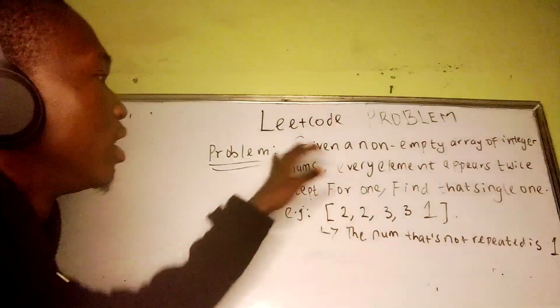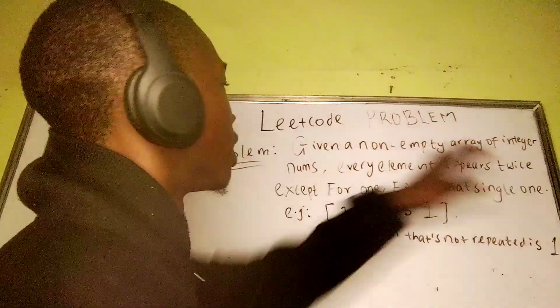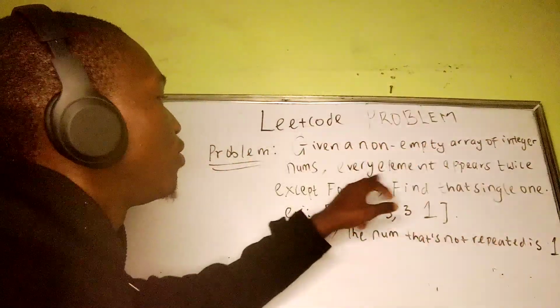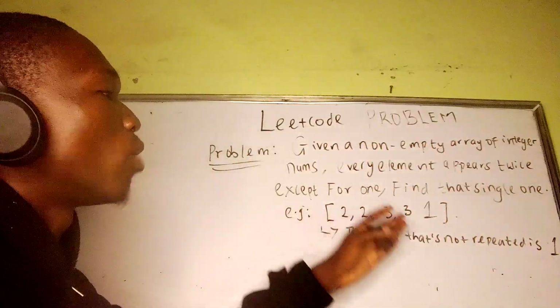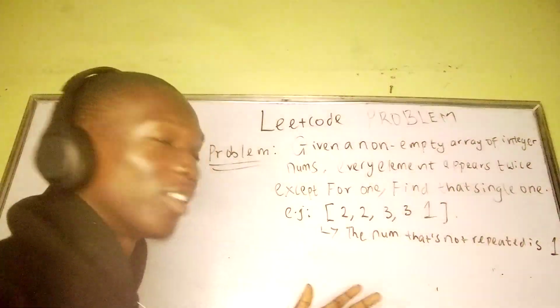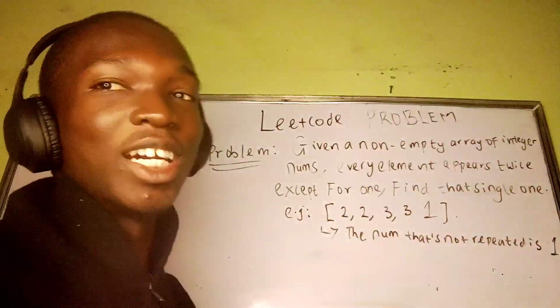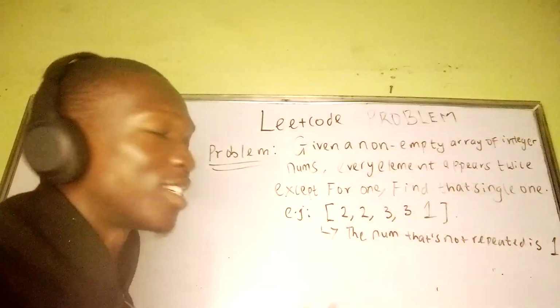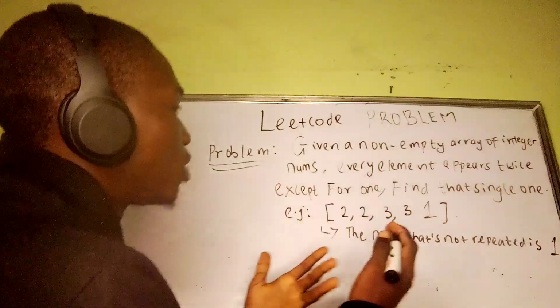The problem says, given a non-empty array of integers nums, every element appears twice except for one. Find that single one. If you solve LeetCode very well, you should have encountered this problem before, and you probably know that it was table stakes, so it was very easy. So I'll repeat the question again.